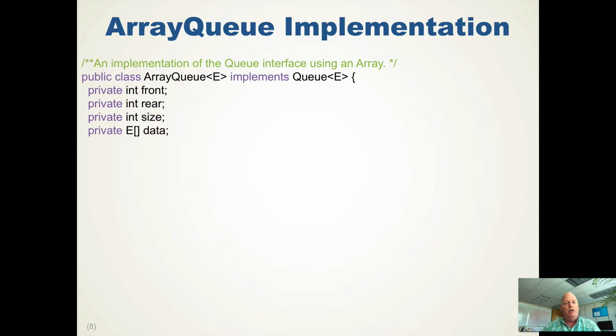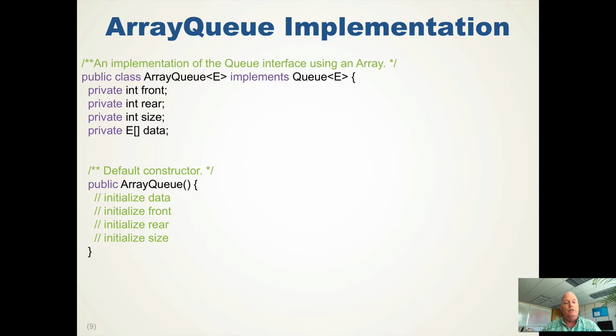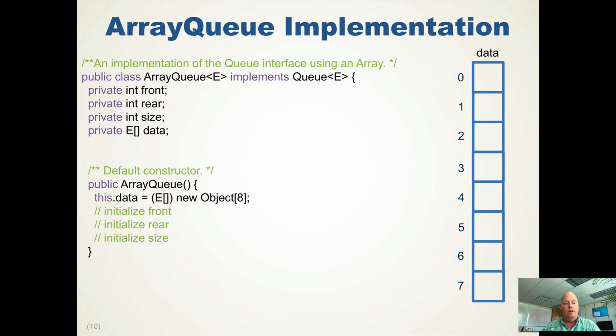So in our array queue, we keep track of where the front of the queue is, where the rear is, how many items are in the queue, and we have our array of data to hold the items in the queue. So to initialize our array queue, we need to initialize all four of our member variables. We're going to first create the array, initialize front as to where the first item is, initialize the rear, and then initialize the size. So we'll create our array of objects. In this case, I'm making the size 8, just so that it fits on the slide. And then I cast it to my generic type E.